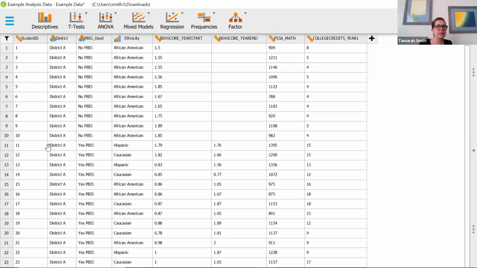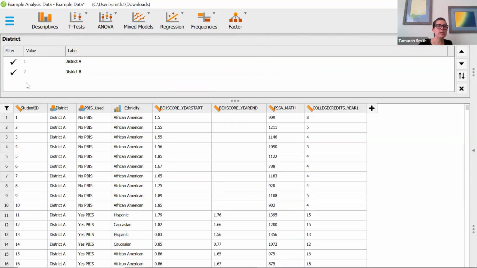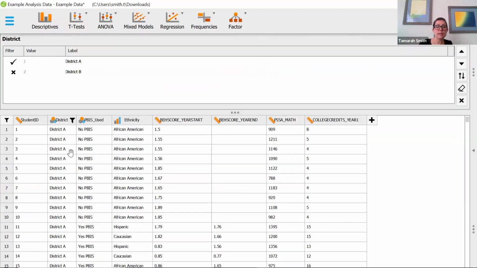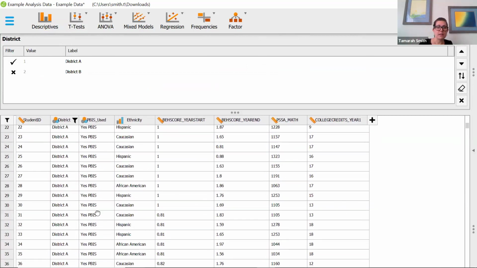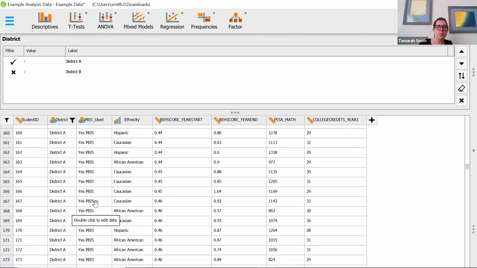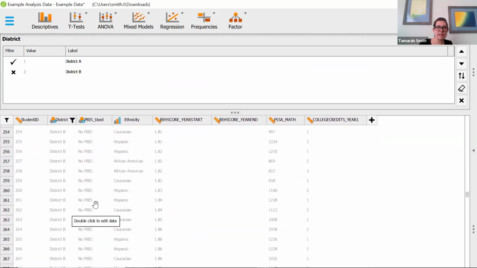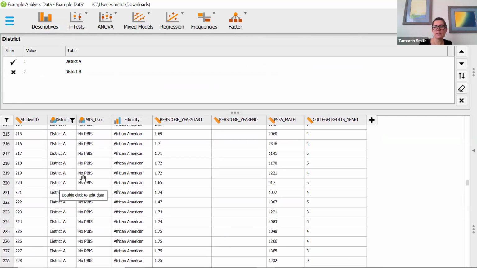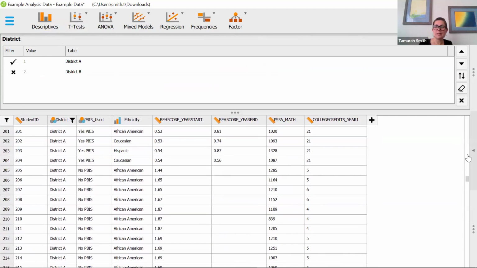Here's a cute little trick. If you go to district, you can X out a group. You can do this with any of your categories. So that down here in your data, you're telling it, let me scroll, I want to look at all the District A data, but just ignore the District B data for a second. So you X it out, it grays it out. This is a little bit of a side trick, but it's a nice little trick.